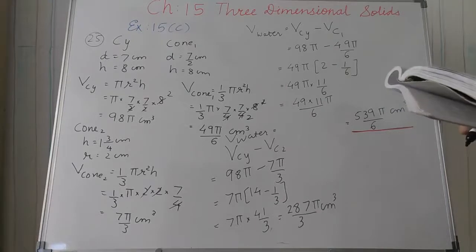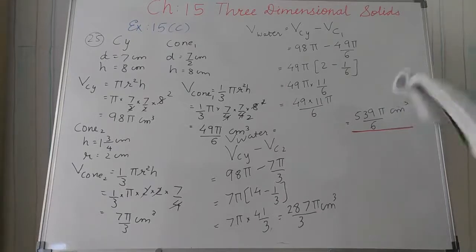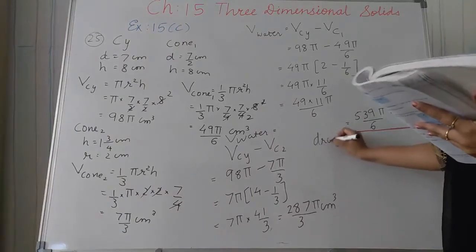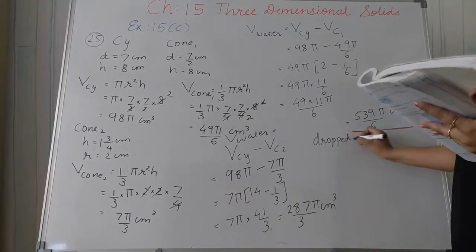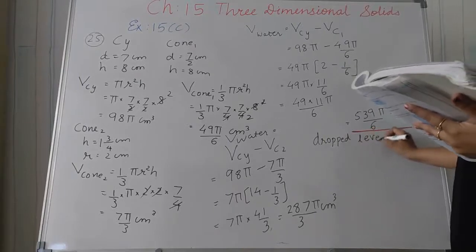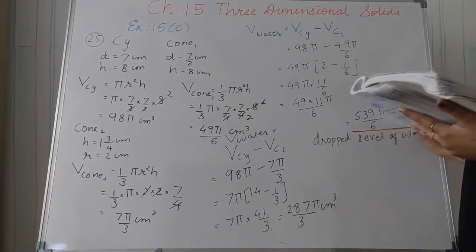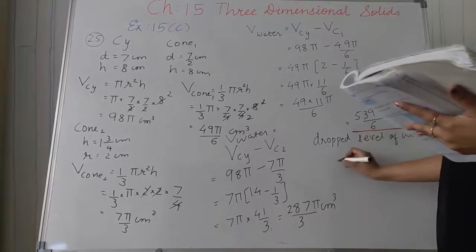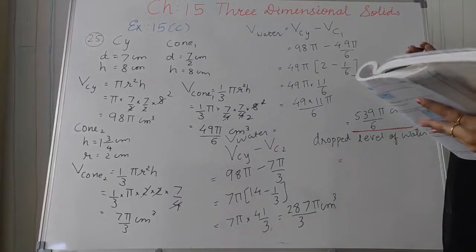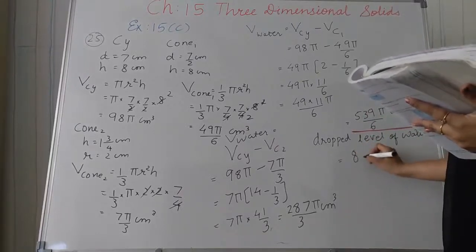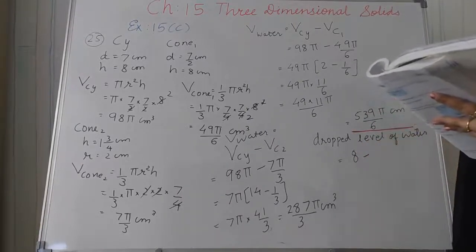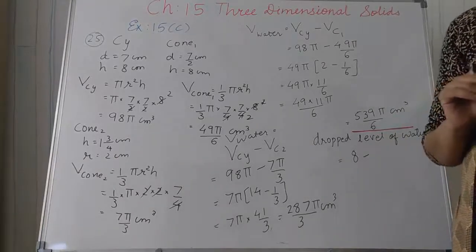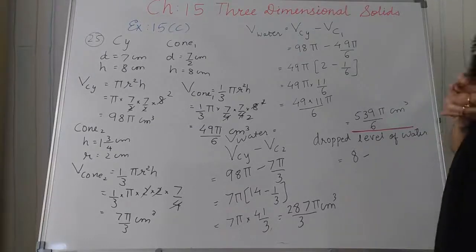Okay, so for that let us find now that dropped height, I write dropped level of water. How do we calculate it? By taking original height. Original height is 8, you see, minus the remaining height. So that we need to find first. So let me find it first.